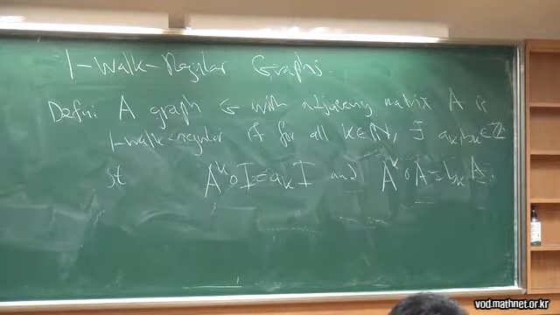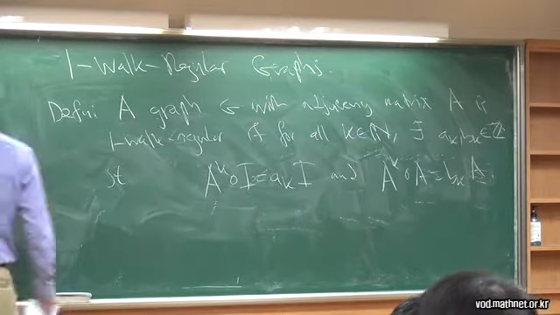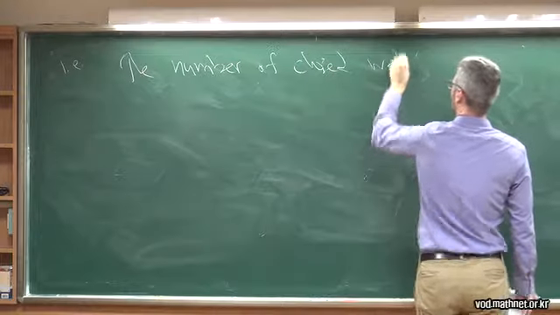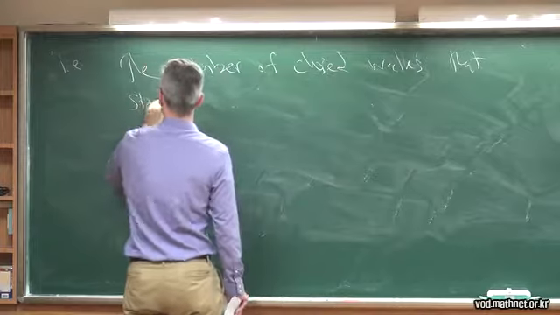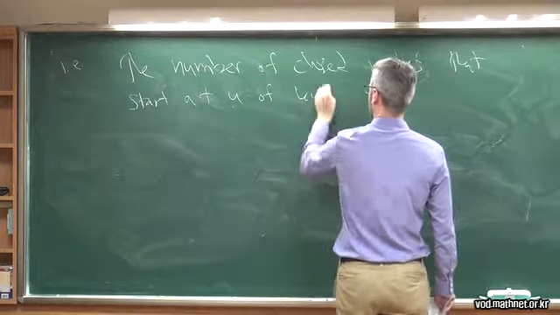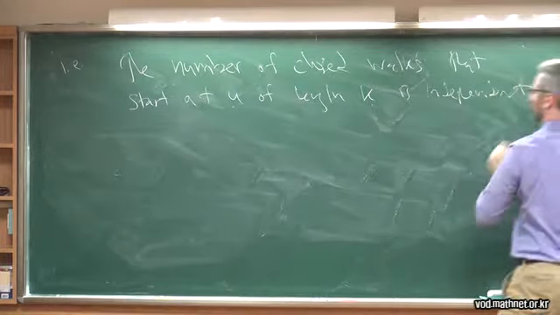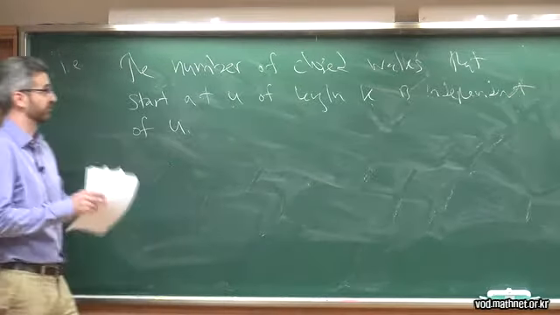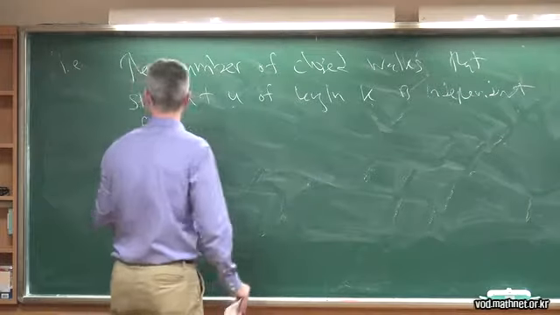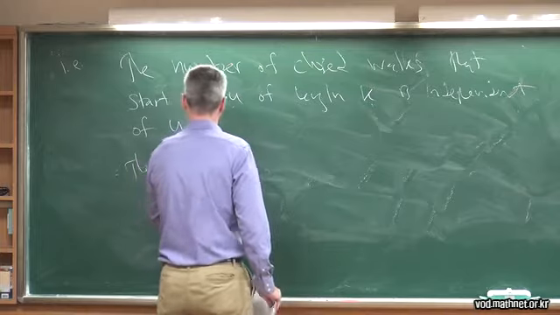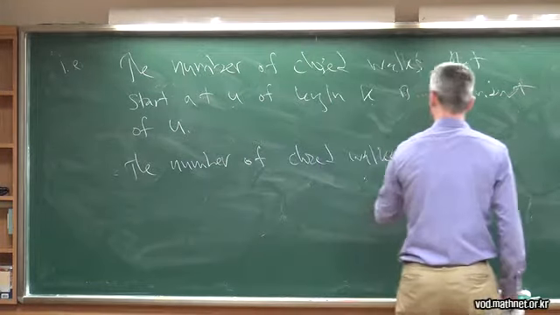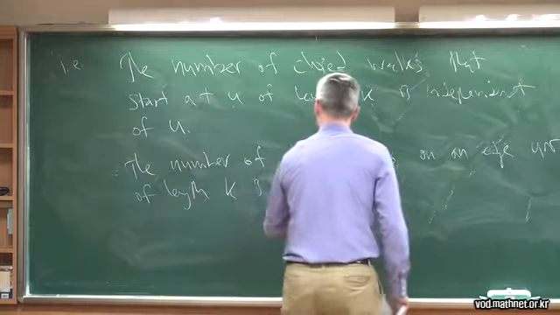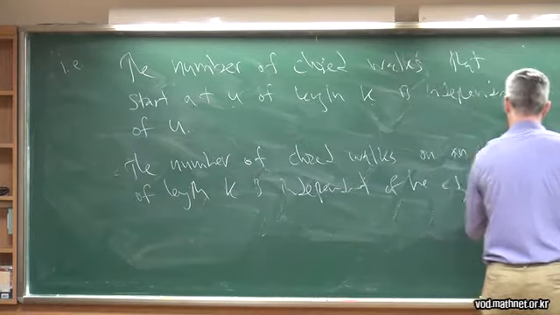So what does this mean combinatorially? These two conditions are exactly the same as follows. The first condition is just that the number of closed walks that begin at some vertex u of my graph and have length k is independent of the vertex I start at. And the second condition is kind of the same thing except for an edge. So the number of closed walks on an edge uv of length k is independent of the edge uv.